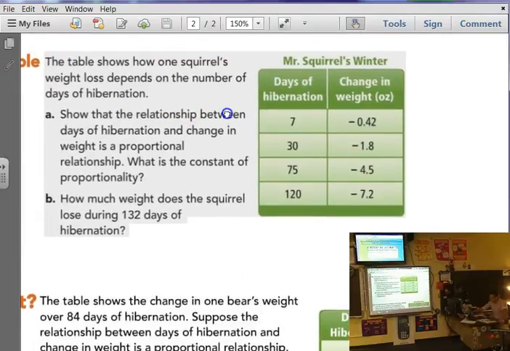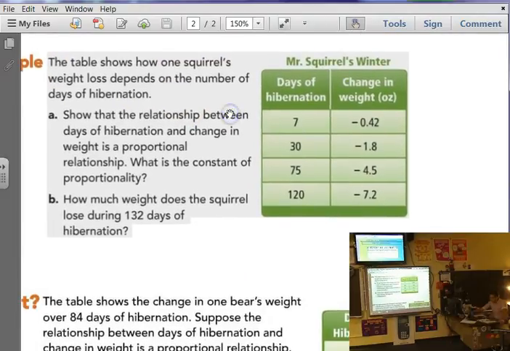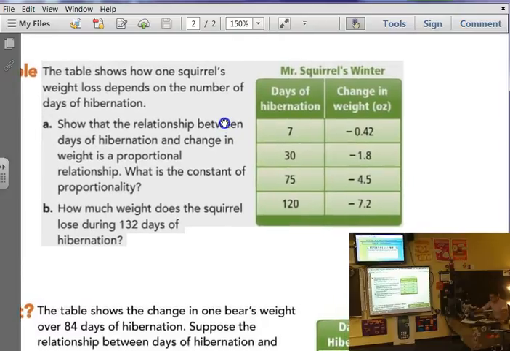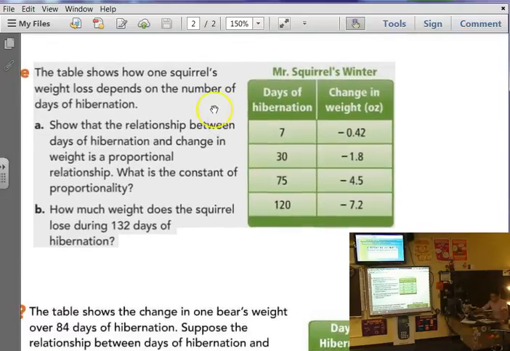Show the relationship between days of hibernation and change is proportional. Yeah, this is worth talking about. So get back out your 5-6 notes really quick. We'll wrap these up, then we'll run through the 6.1.